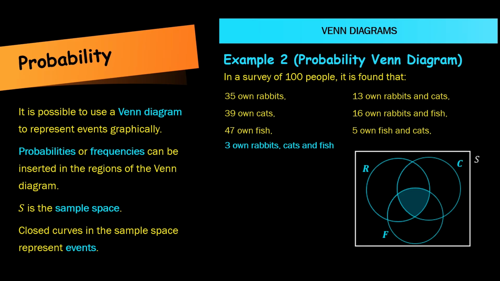So the shaded area represents the area where people own rabbits, cats and fish. And of course, 3 people own rabbits, cats and fish as highlighted in red. So the probability is 3 out of 100 or 0.03 because there are 100 people.